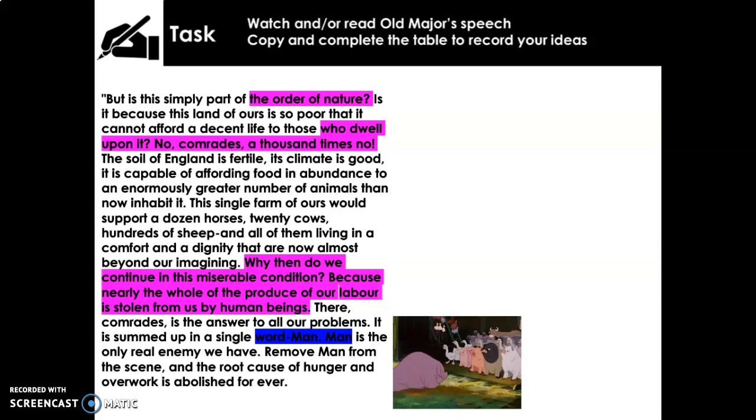So again, he's using some more facts. This farm of ours would support a dozen sheep. Why then do we continue in this miserable condition? Question.